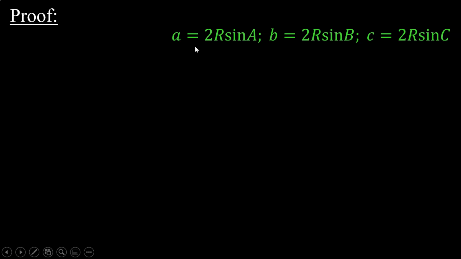Now let us start with this. a equals 2R sin A. Squaring on both sides, we get a square is equal to (2R sin A) whole square. Now we can write this as 4R square into (sin A) whole square.